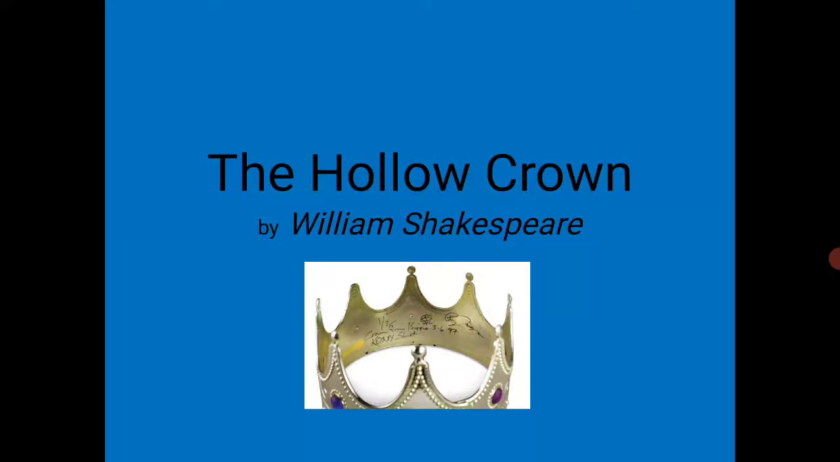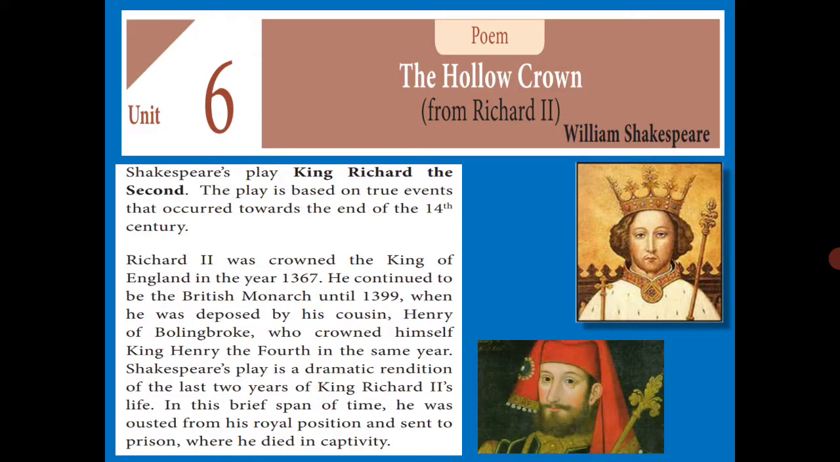We want to learn today the sixth poem, The Hollow Crown, written by William Shakespeare. This poem is taken from William Shakespeare's play Richard II. The play King Richard II is based on true events that occurred towards the end of the 14th century. So it is not an imaginary writing, but a true event that happened at the end of the 14th century.